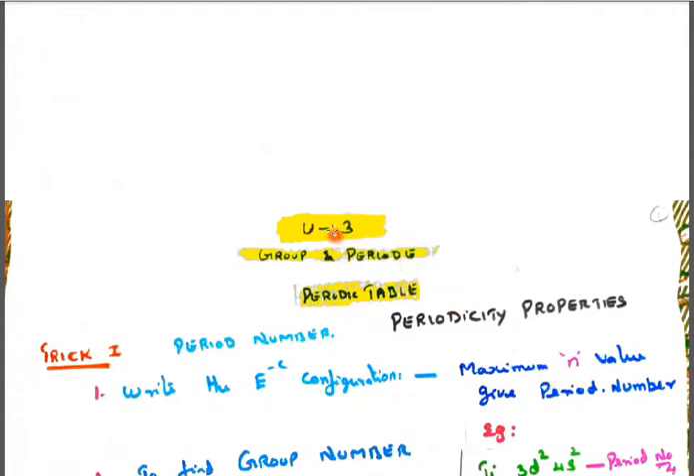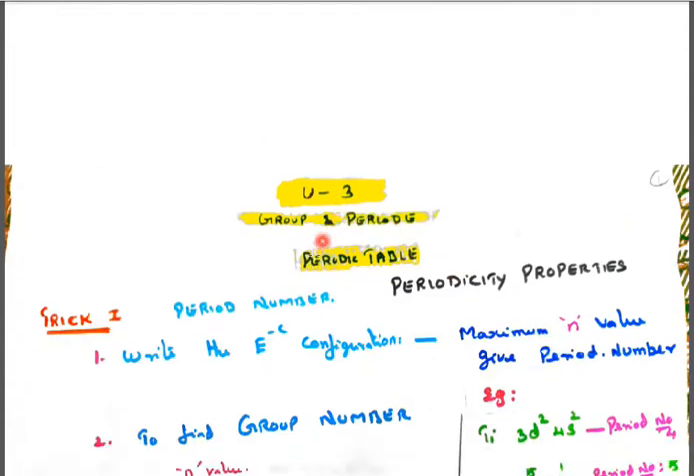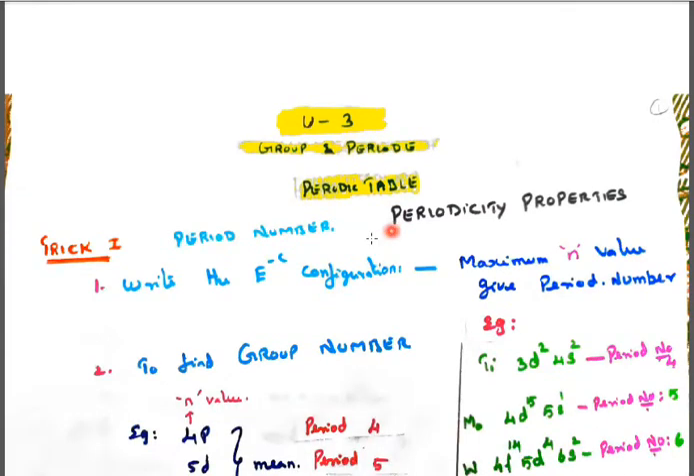Grade 11, Unit 3, NEET questions on periodic properties, that is, periodicity properties in Unit 3: how to find the group number and the period number. The trick to find the period number is to first write the electronic configuration and find the maximum principal quantum number n value. It gives the period number.